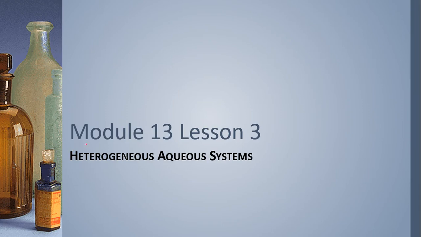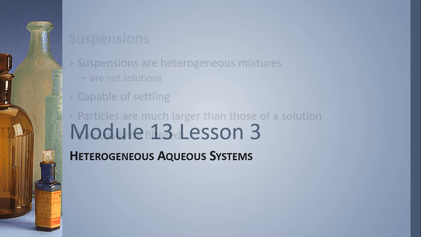This is Module 13, Lesson 3. Now it's time for us to look at some other types of mixtures that include water. This time we're looking at heterogeneous systems, which, remember from Module 2, heterogeneous means that you can tell the parts apart in these particular types of mixtures.